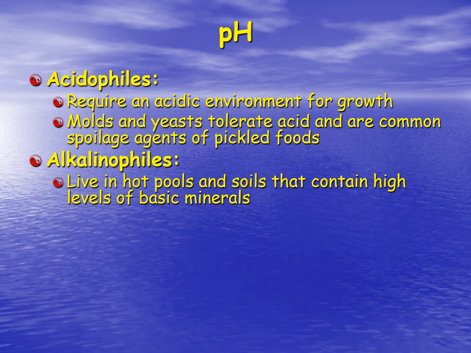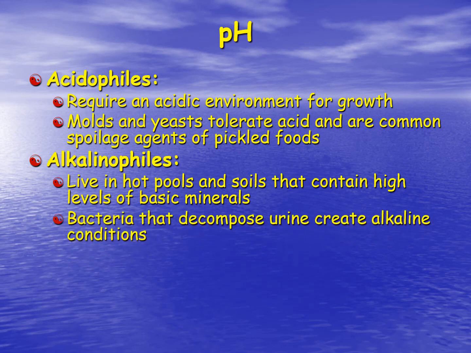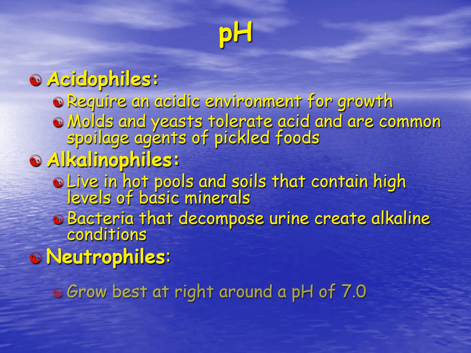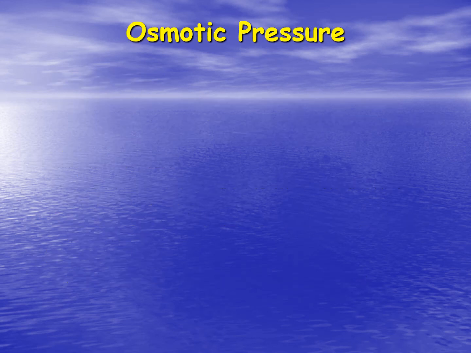Alkalinophiles typically live in areas such as hot pools or soils that contain high levels of basic minerals. And bacteria that decompose urine actually create alkaline conditions. And then the neutrophiles grow best right around a pH of 7. So if I'm looking at pathogenic microorganisms, I'm going to be primarily looking at the neutrophiles because the pH in our body is primarily right around 7.35 to 7.45.